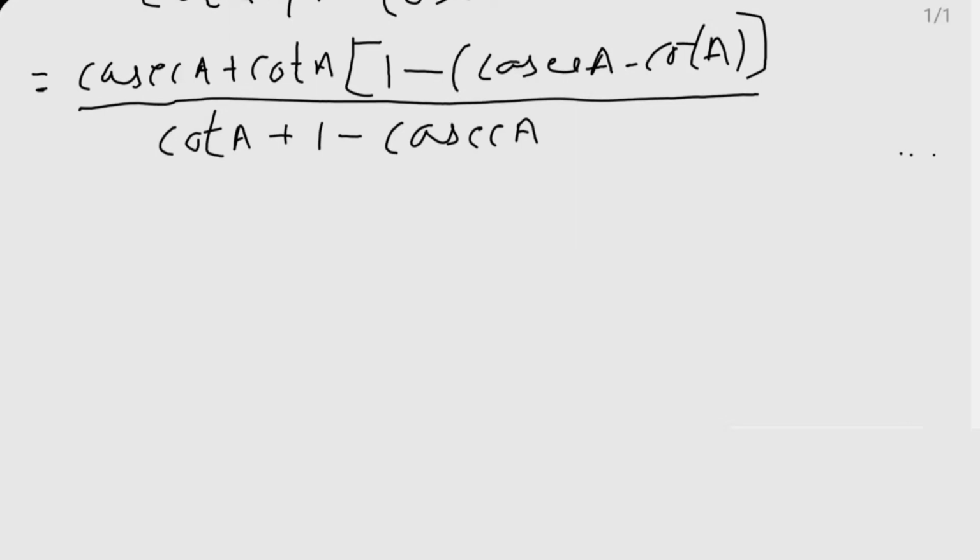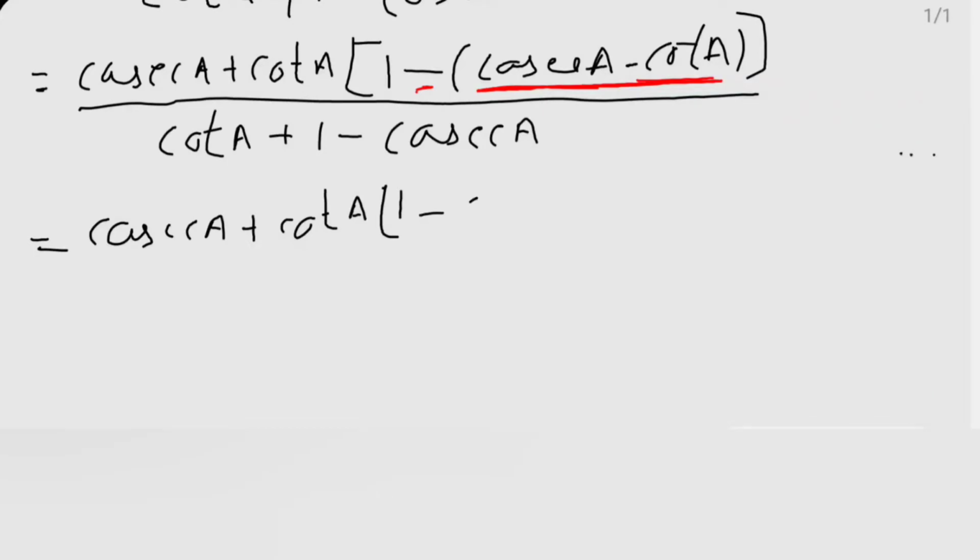So now see here, multiplying this minus into these two terms: minus cot A becomes plus cot A and plus cosec A becomes minus cosec A. So write down (cosec A plus cot A) as it is, in a bracket 1 minus cosec A plus cot A. When we multiply this minus to cosec, it becomes minus cosec, and minus into minus is plus cot A.